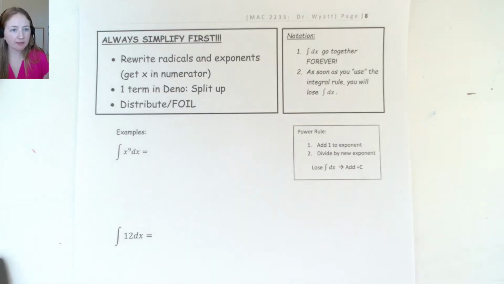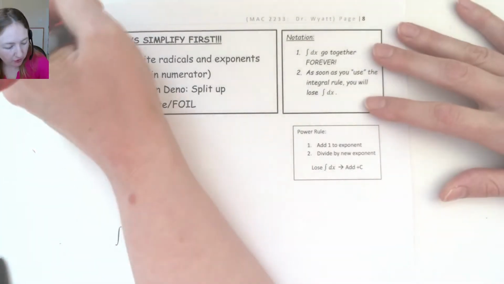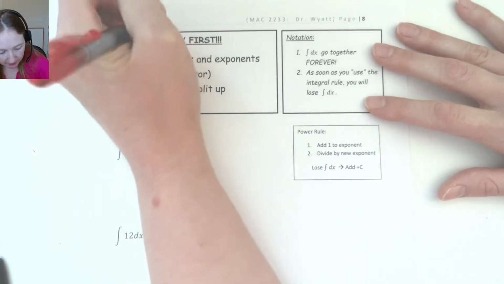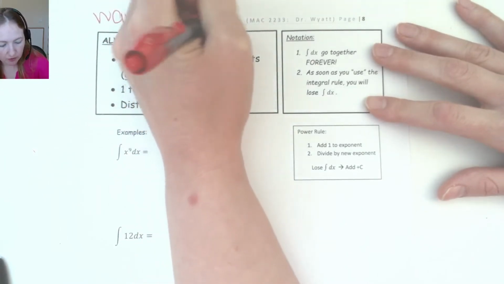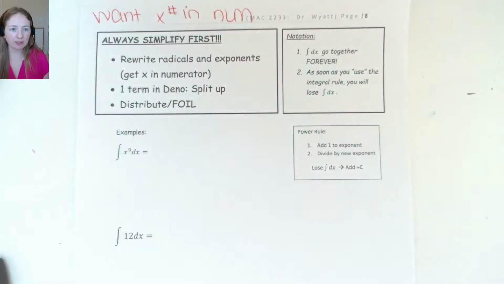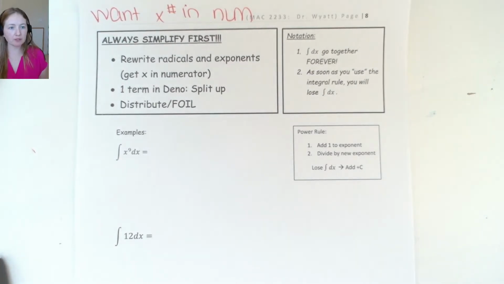All right, so because there is very much a connection between derivatives and integrals, a lot of what we did with derivatives, we're also going to do with integrals. And you'll remember that with derivatives, we always wanted x to a number in the numerator. So the same goal is going to happen here with integrals. Our goal is going to be to get x to a number in the numerator.